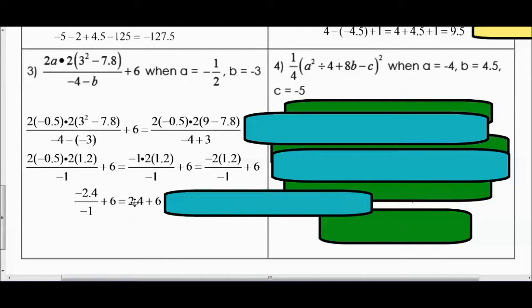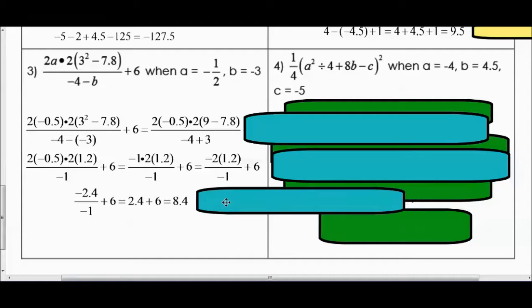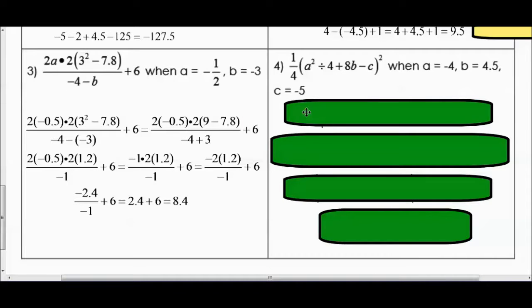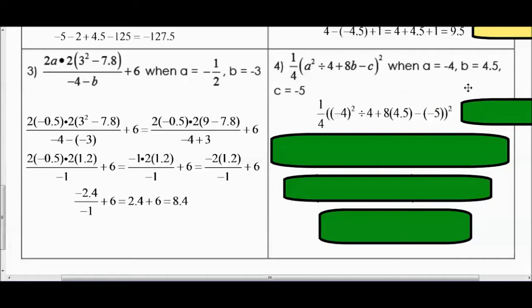And now we can use this plus 6. We have to simplify everything in that big fraction and then just add in this 6. That's 8.4. Alright, on our fourth example, same thing. We're just plugging those numbers in place of each of those variables. A goes in place of A, B in place of B, C in place of C.